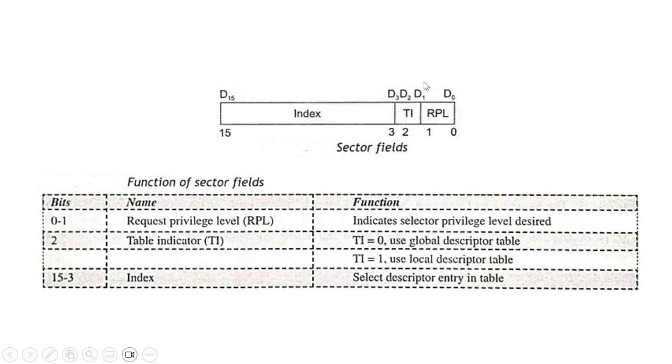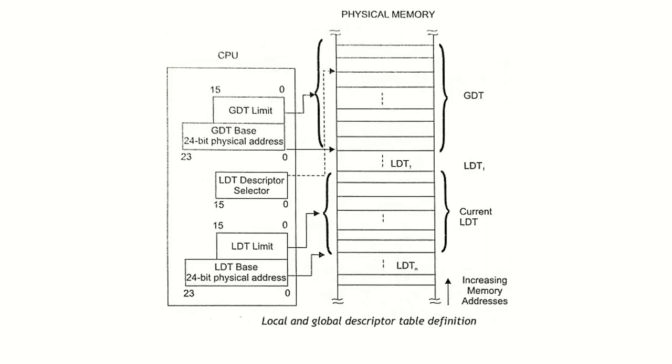So requested privilege level, again every selector is selecting the descriptor table. So the requested privilege level, again you have 2 bits. So requested privilege level, current privilege level, descriptor privilege level is what is called effective privilege level, which should be greater than the descriptor privilege level, then only you are allowed to access a specific memory location.